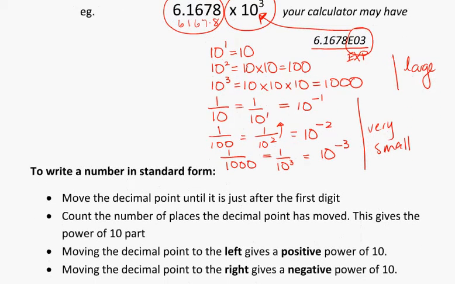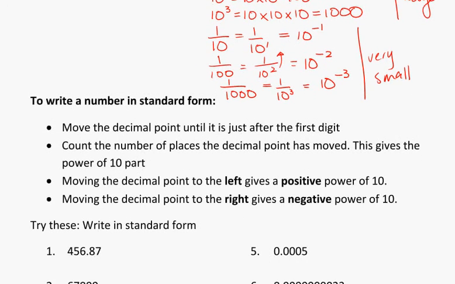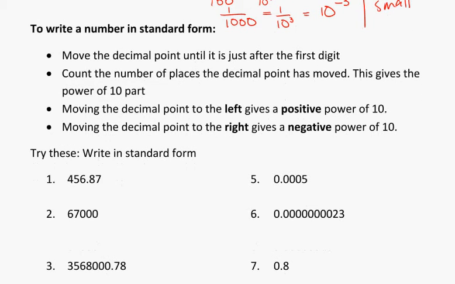Now, how do you write a number in standard form? This is the rule. You move the decimal point until it is just after the first digit. So we'll go with the first example here. What we have to do is put the decimal point in between the first and the second digit. So it has to go in between the 4 and the 5. Count the number of places the decimal point is moved. To do that, we had to move it to the left 2 hops. And this gives the power of 10.